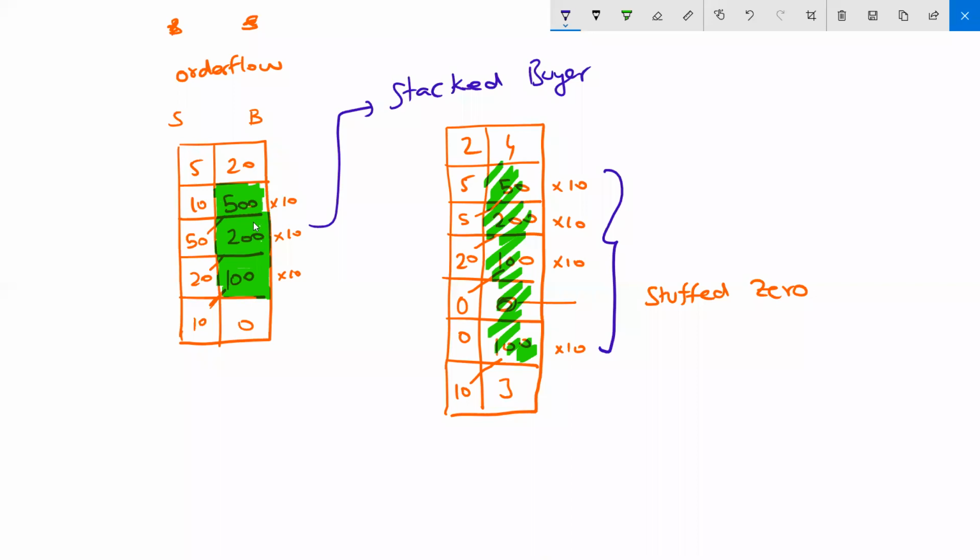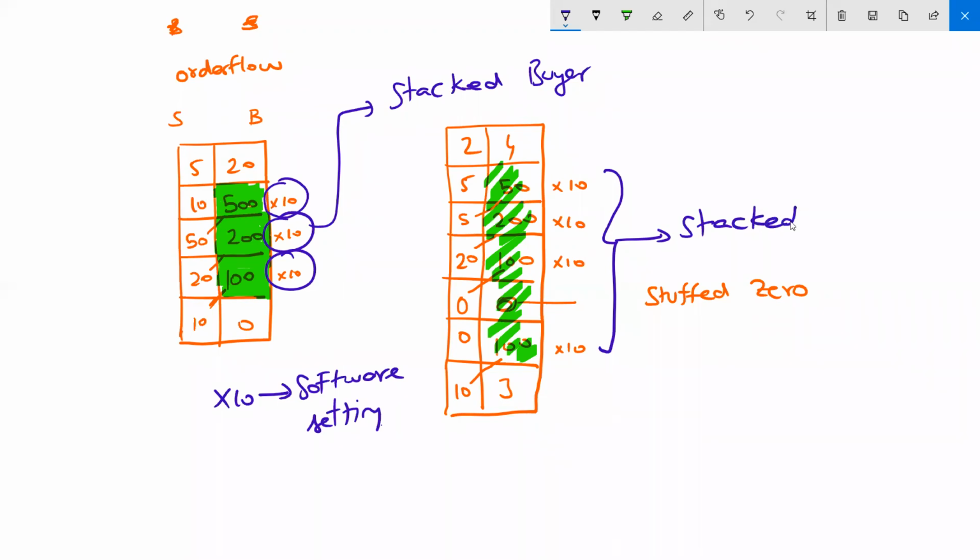We need to have at least 3 consecutive blocks, with at least a certain multiple, as per your Orderflow settings. In my case, I had set it as 10x. The 10x is nothing but the 10x multiple I am looking for, which is a software setting. And other than the stuffed zero, it is still a stacked buyer momentum.